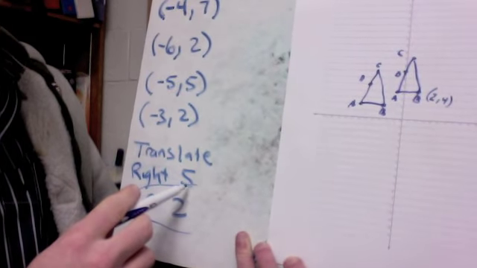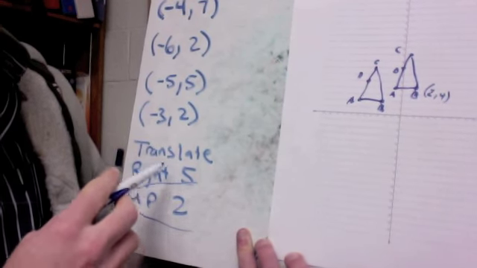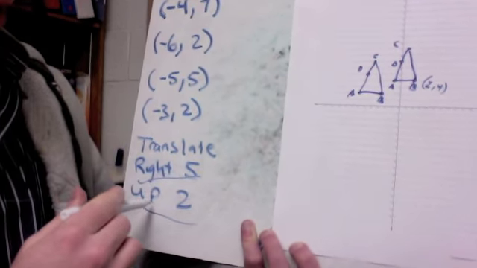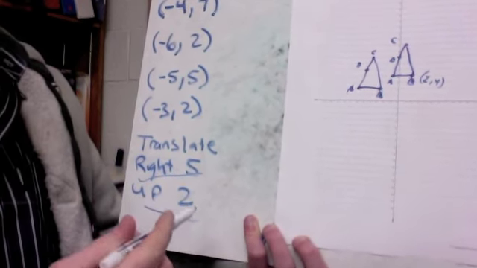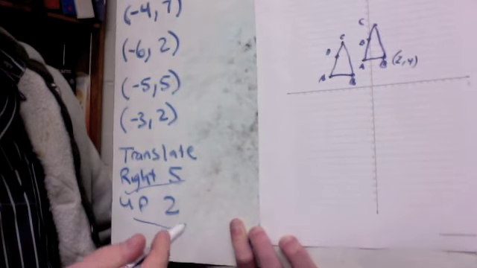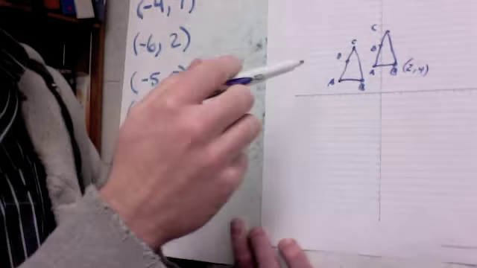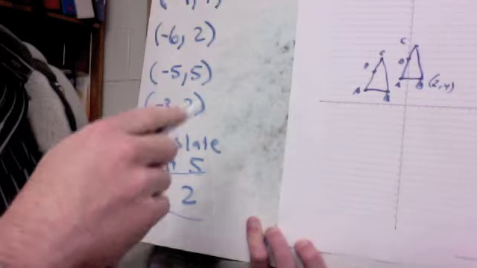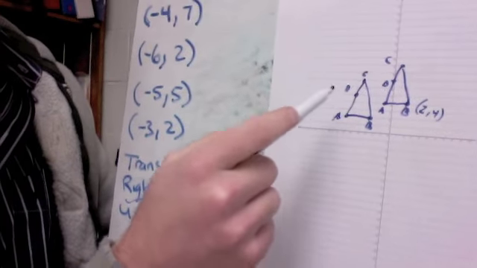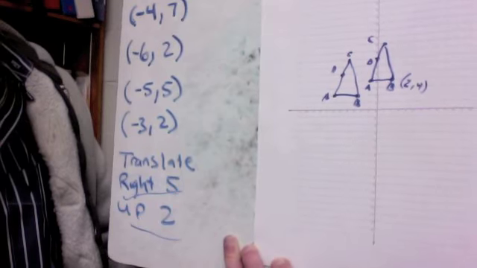Right would mean it would get 5 bigger in the first one. Left would mean it would get 5 smaller. Up would mean it would get 2 bigger in the second number. Down would mean it would get 2 smaller in the second number. But all you really need to worry about is getting the shape, moving it by the directions, and making sure it looks the same at the end as how it started.